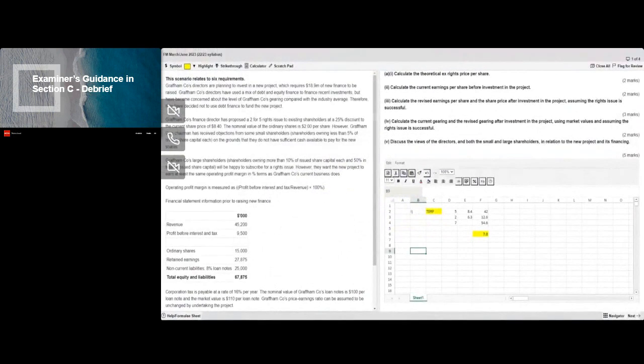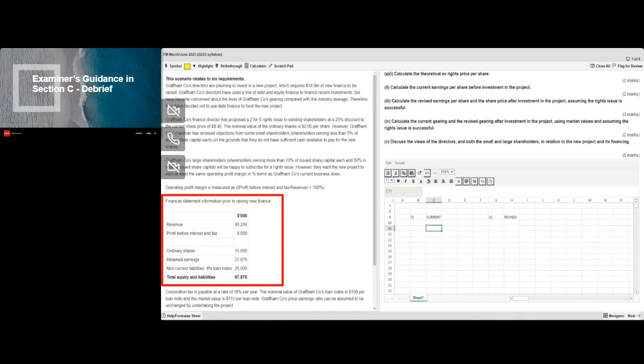We're now going to do part 2 and 3 together. So in order to calculate the current earnings per share and then the revised earnings per share, I'm going to put them side by side because they're going to use the same information. Now the information that we require is in the financial statement information prior to raising the new finance. We need to find the profit after tax divided by the number of shares in issue for the earnings per share.